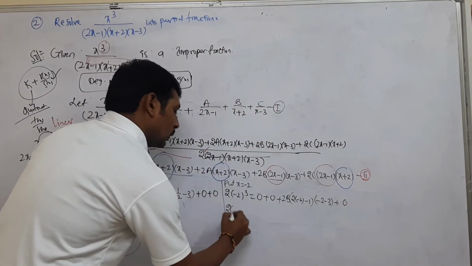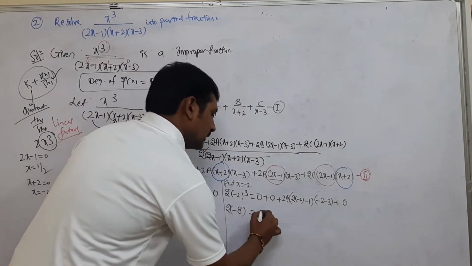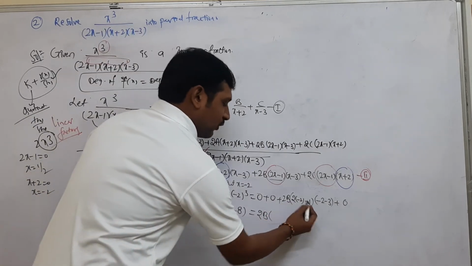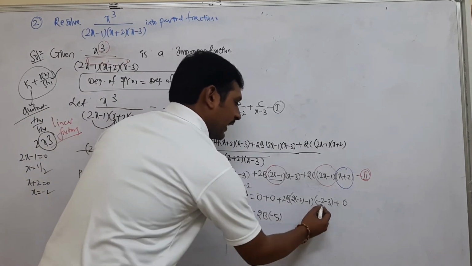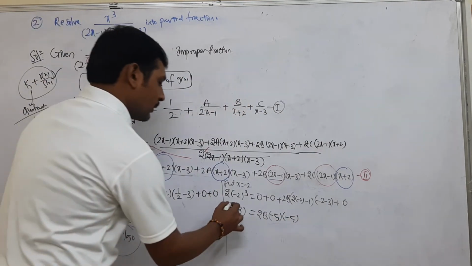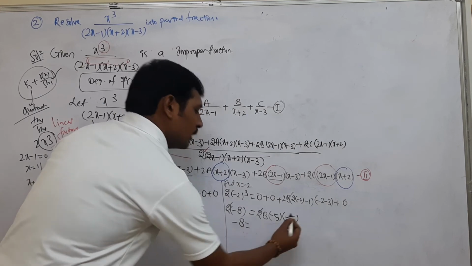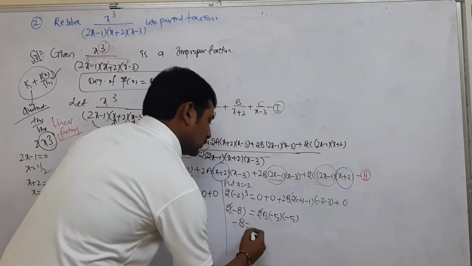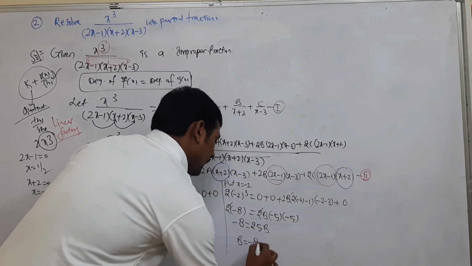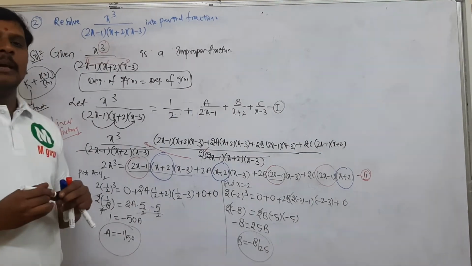So 2 into minus 2 cube is minus 8, which is, this is 2b into 2 to the 4 minus 4 minus 1 is minus 5, minus 2 minus 3 is minus 5. So 2 gets cancelled and minus 8 equals to 5 fives are 25, minus into minus plus 25b. So b is nothing but minus 8 by 25. Even we got b value.